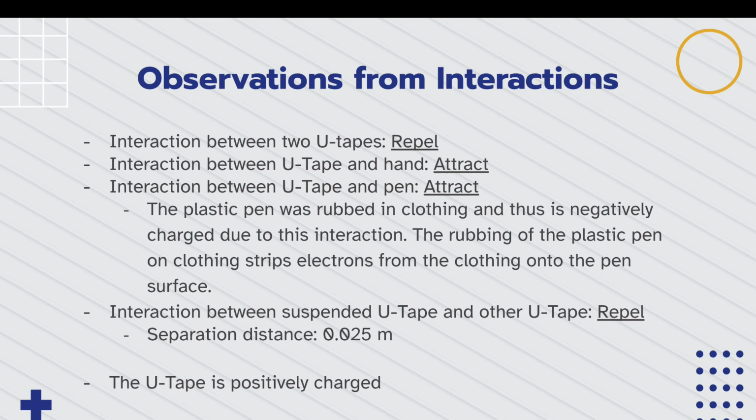From these observations, we can conclude that the U-tape is positively charged, since it attracts to an object that is negatively charged, but repels when the object is positively charged. According to Coulomb's law, like charges repel and opposite charges attract. Thus, we can conclude that the U-tape is positively charged.